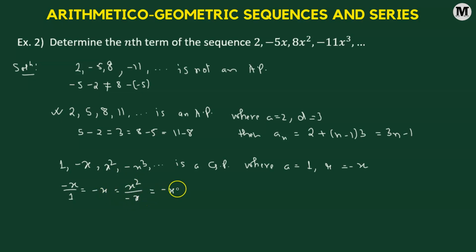We can check that out with negative x cubed divided by x squared. That means take the fourth term divided by the previous term, which is the third term, and that should give us the common ratio as negative x. So this is indeed a geometric progression.